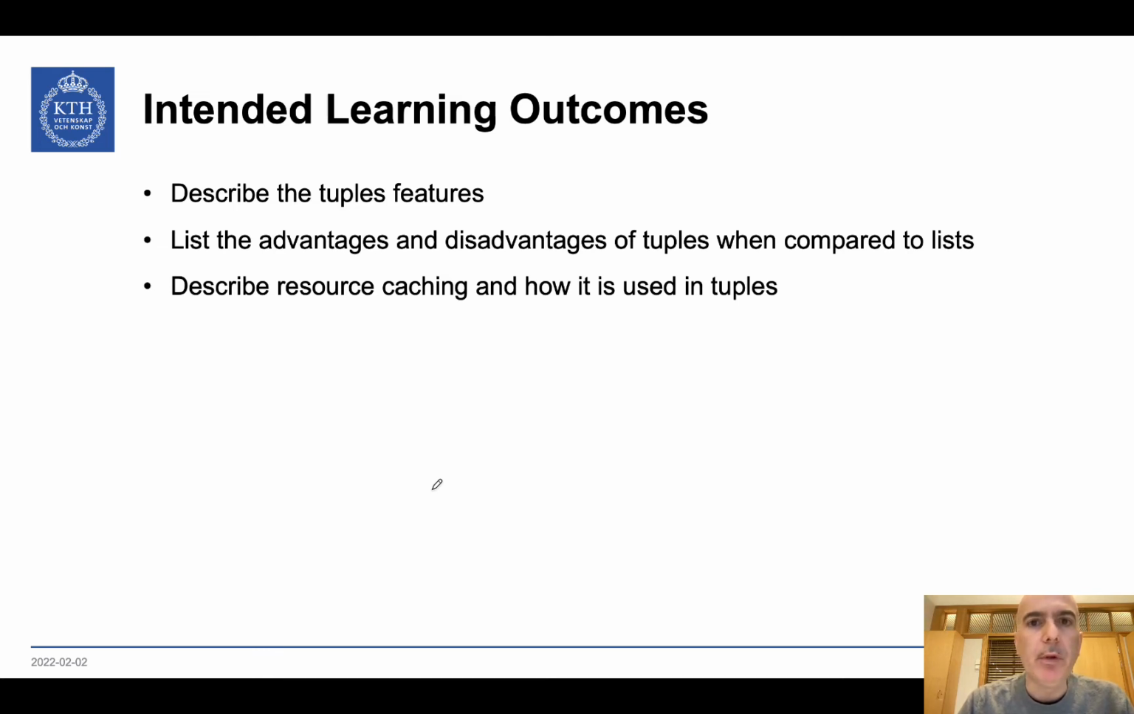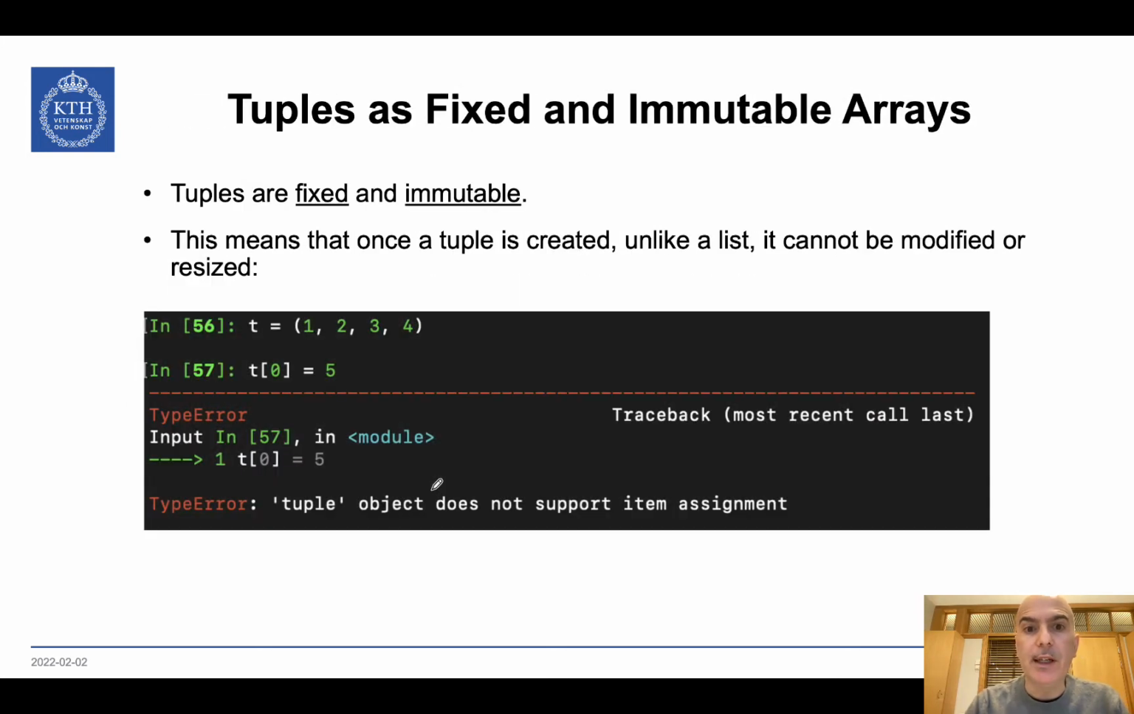And finally, we will be able to describe what resource caching is and how it is used in tuples for performance. So tuples are fixed and immutable arrays. This is very different from what we saw in lists, which are dynamic and can be resized. So what does it mean that tuples are fixed and immutable? This means that once a tuple is created, unlike a list, it cannot be modified or resized.